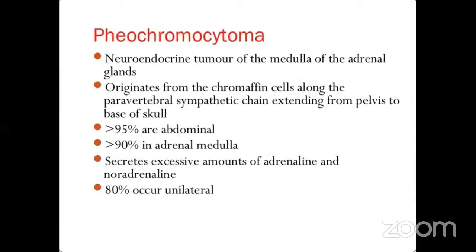Coming to pheochromocytoma, I said it is a neuroendocrine tumor of the medulla, seen in the adrenal glands. It originates from the chromaffin cells along the paravertebral sympathetic chain extending from the pelvis to the base of the skull. More than 95% are abdominal and 90% are in the adrenal medulla. They secrete excessive amounts of adrenaline and noradrenaline.